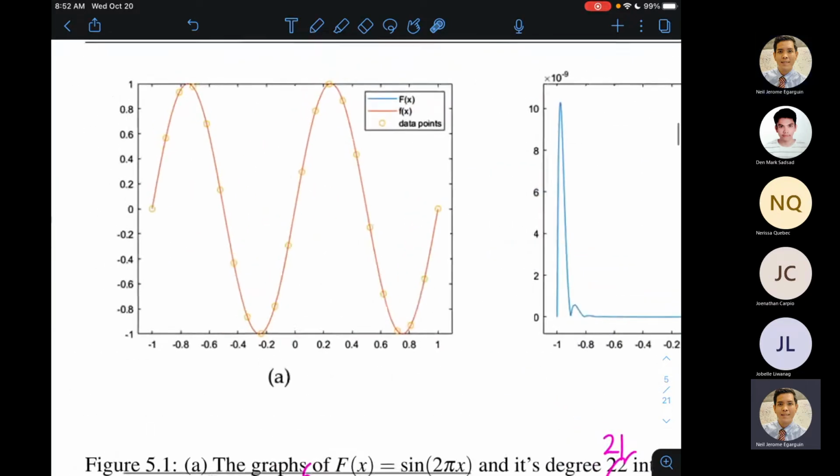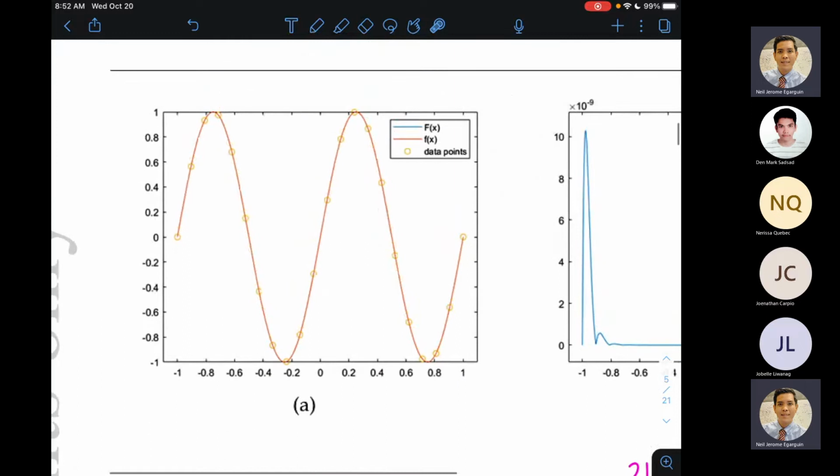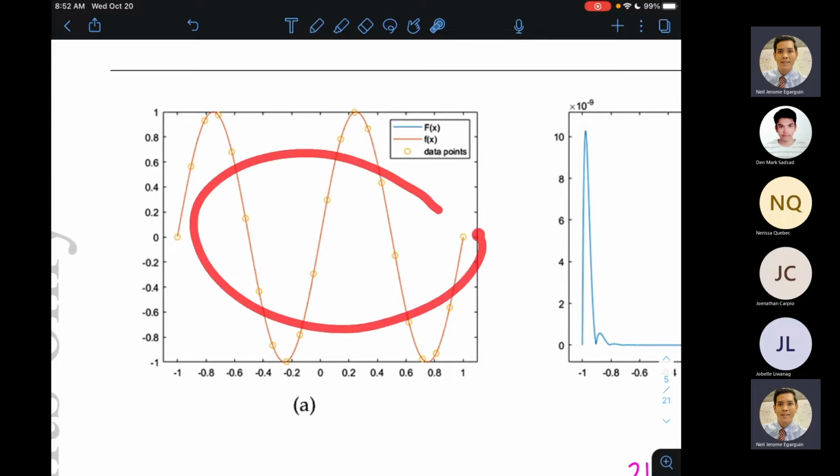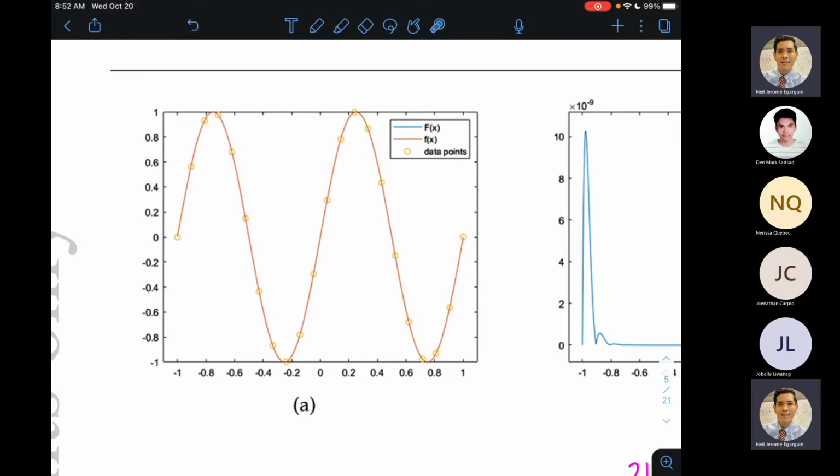Okay? So sa figure A, pinapakita dyan yung graph ni capital F, which is the function to be approximated, and little f, which is the degree 21 algebraic interpolating polynomial obtained using the 22 equally spaced data points. And you will see that little f and capital F almost coincided with each other all throughout the interpolatory interval -1 to 1. Kasi nga, isang kulay lang yung nakikita ko sa graph, where in fact, I'm expecting 2.